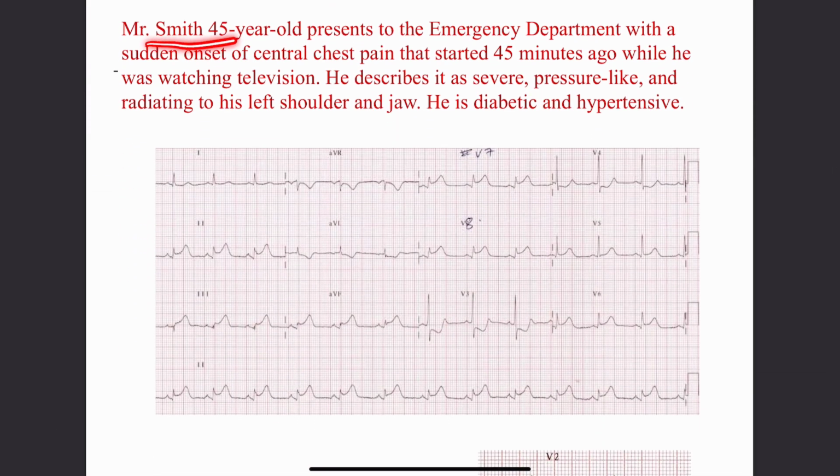Mr. Smith, a 45-year-old man, presents to the emergency department with a sudden onset of central chest pain, which started 45 minutes ago while he was watching television. He describes it as severe, pressure-like, and radiating to the left shoulder and jaw. He is diabetic and hypertensive. Then you perform an ECG, and here is the ECG.